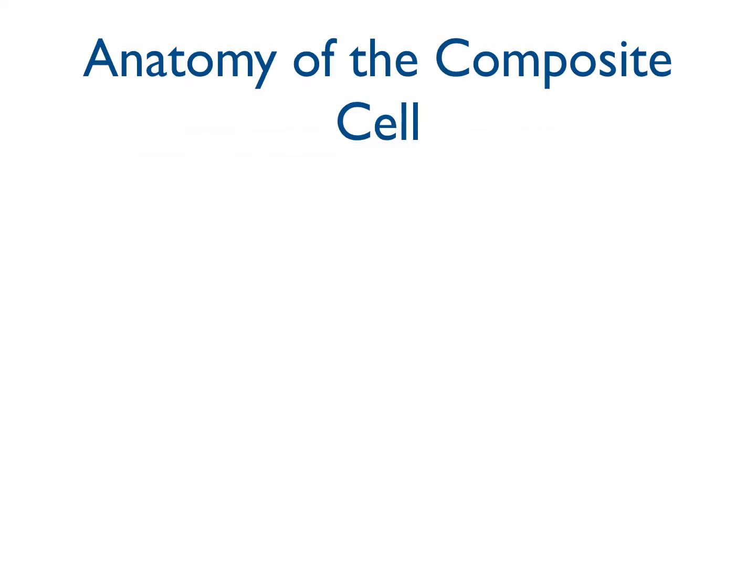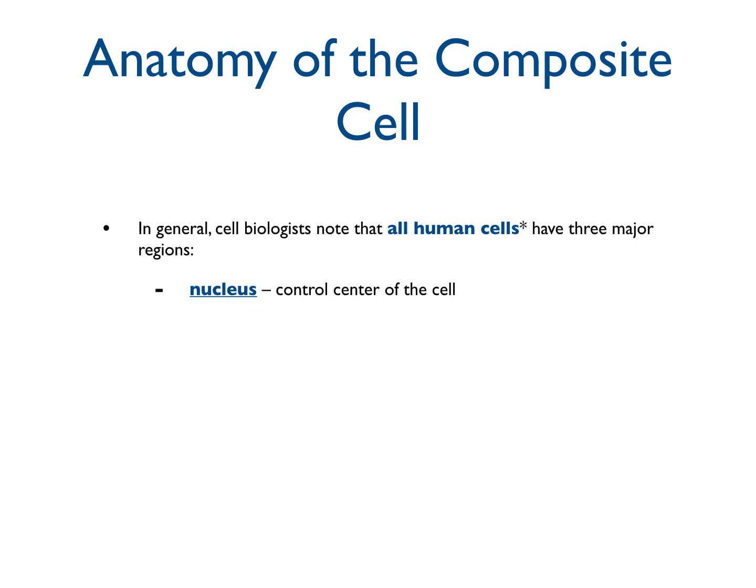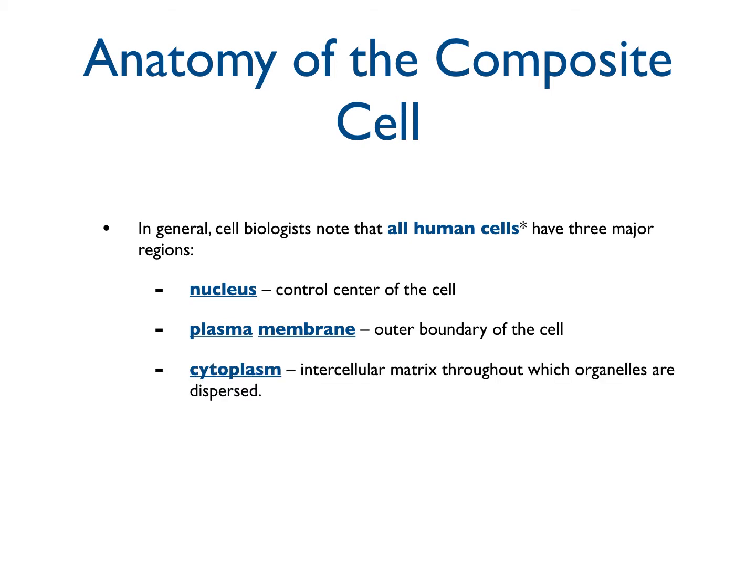Although there are differences in the cells that make up our bodies, cell biologists note that all human cells have three important regions. All cells have a nucleus, which is the control center of the cell, the brain of the cell. They all have a plasma membrane, the outer boundary of the cell that separates the external environment of the cell from the internal environment. And finally, all cells have cytoplasm, an intracellular matrix throughout which organelles are dispersed.